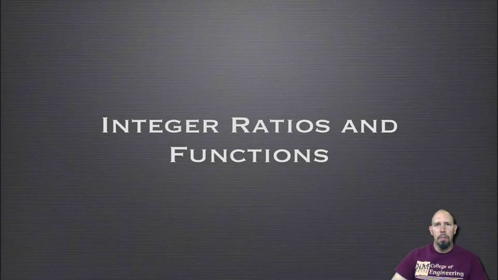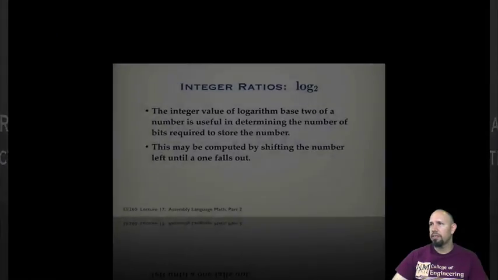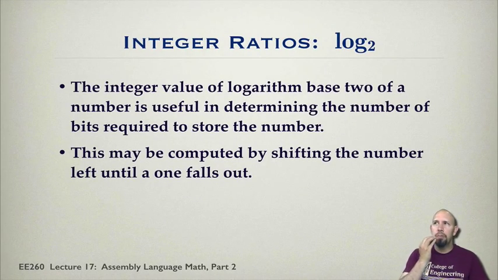Okay, so now we've got integer ratios of constants out of the way. We're going to look at integer ratios associated with functions. We'll start with the simple one, log base 2. That's kind of a weird thing; you probably never use log base 2. But it's an important function because it's related to other functions. The integer value of a logarithm base 2 of a number is useful in determining the number of bits required to store a number.